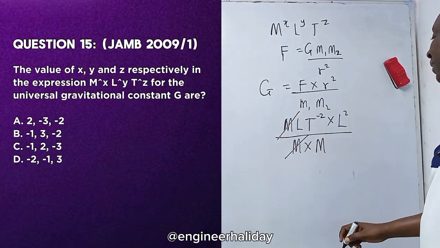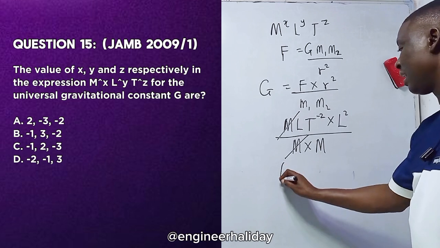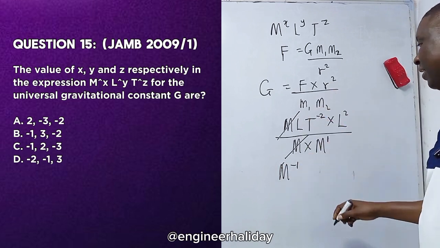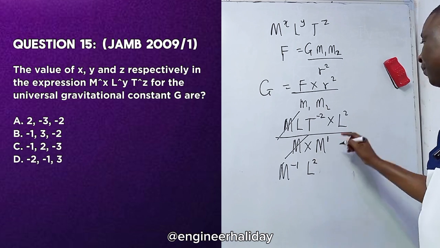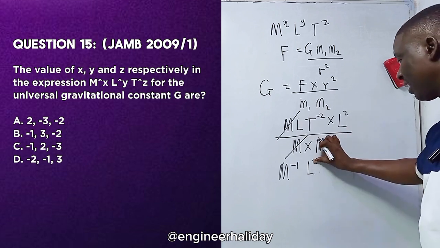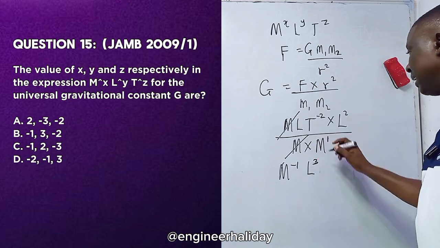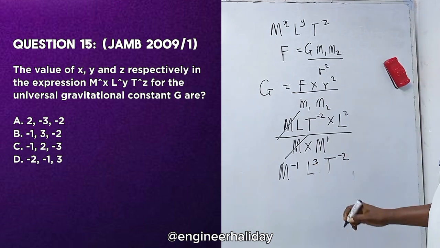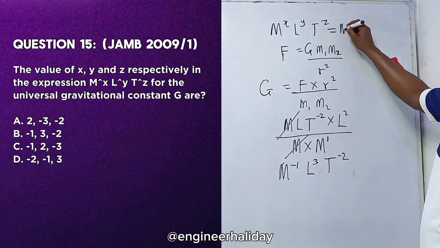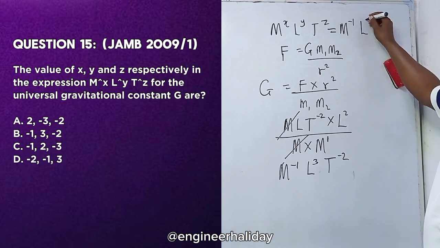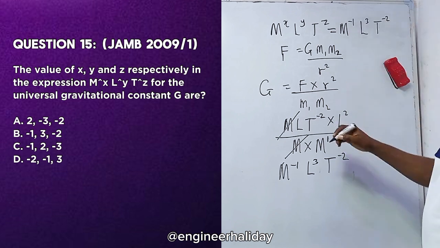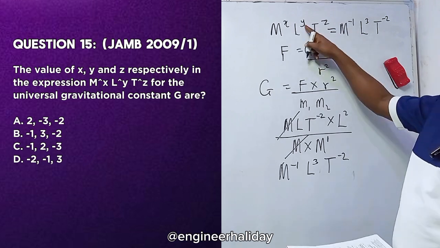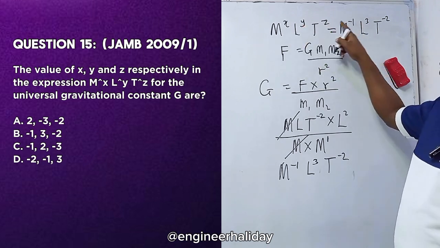So what we are going to have at the end of the day is M to the minus 1. L times L squared gives us L cubed. Then this one will give us T raised to minus 2. So the answer to that question, if you compare it with this one, is M minus 1, L cubed, and T minus 2. x equals minus 1, y equals 3, and z equals minus 2.